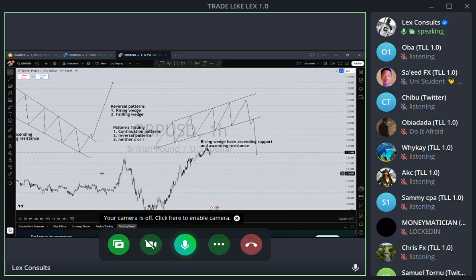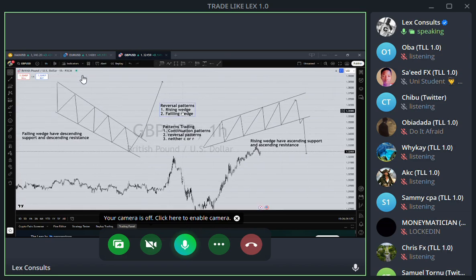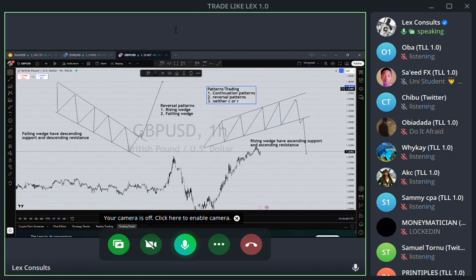So I said in the last class that we have two reversal patterns. We have the rising wedge and we have the falling wedge. I said before that when we talk about patterns trading, we're talking about continuation patterns. We've already talked about the bearish and the bullish continuation patterns, and now we are at reversal patterns. We talked about it in our last class, but the audio is terrible.